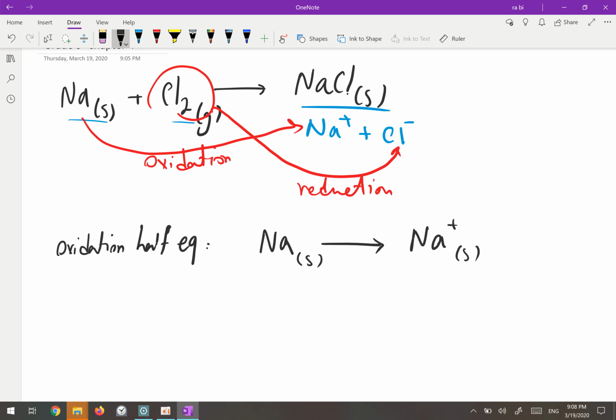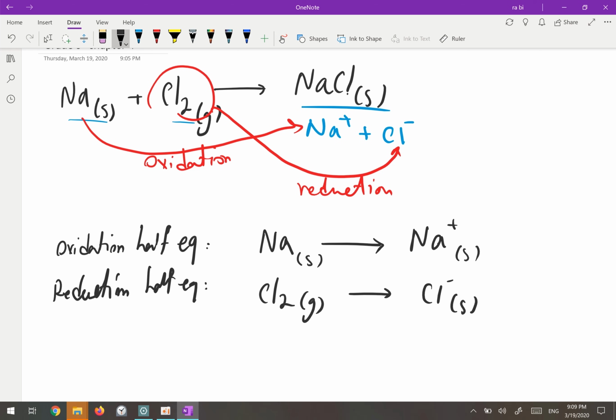First you have to balance these half equations, but let me write the reduction half equation as well. So reduction half equation. On the left side you have Cl2, it has converted to Cl-. The next step, you must balance both of these equations. You must balance their mass and you must balance their charge. What do you mean by balancing their mass?